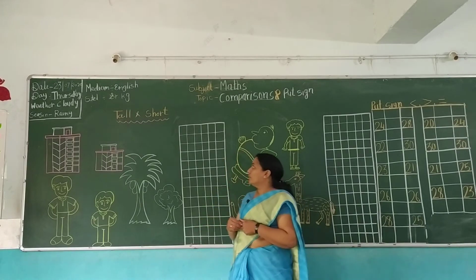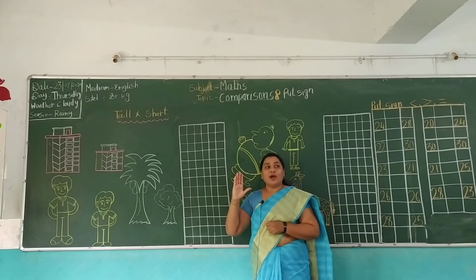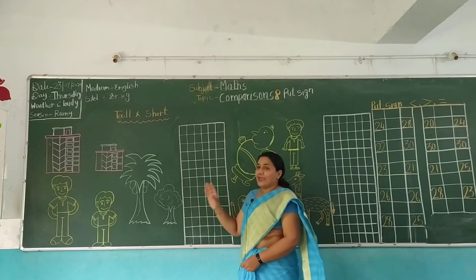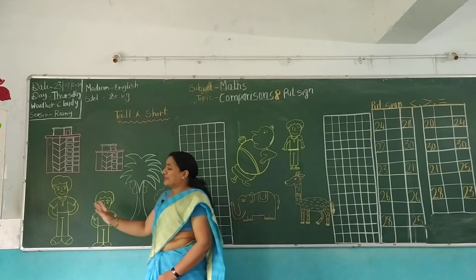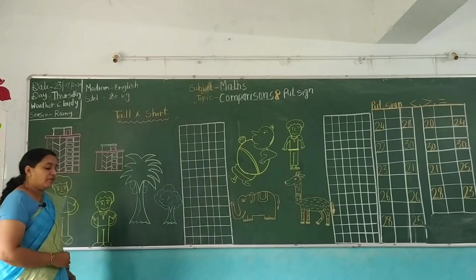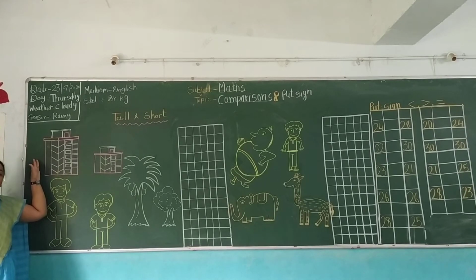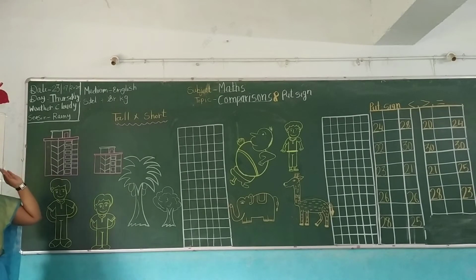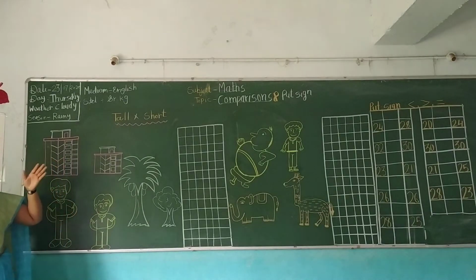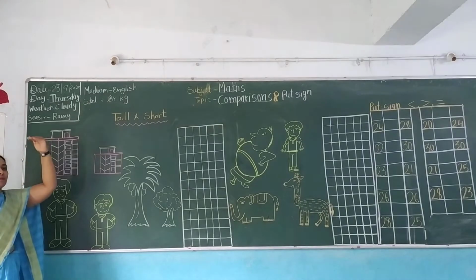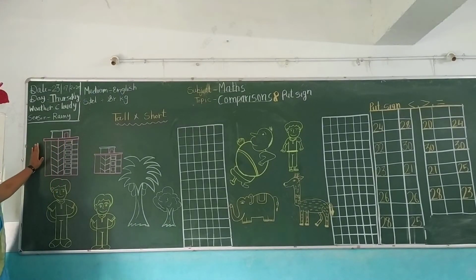Now today I am going to teach which comparison? Tall and short. I have drawn some examples on the board. So children, look here properly. First, I explain this one. It's a big building. You know, you went to Bombay, Ahmedabad, Baroda, so you have seen many tall buildings. Tall means so many floors, step by step. It's a tall building.